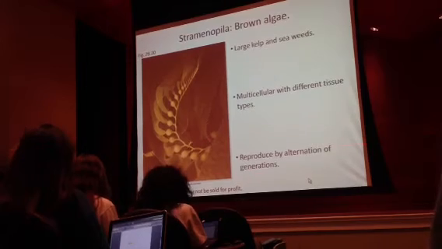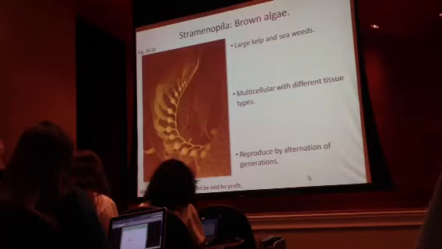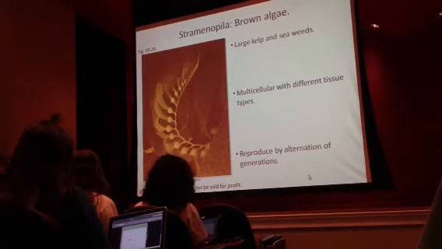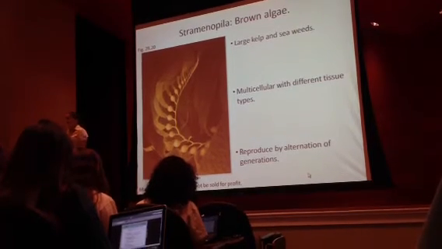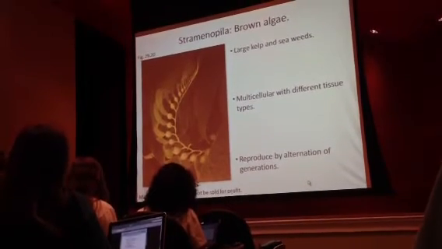These also reproduce by alternation of generations. Your book has a figure of the alternation of generations in brown algae. We're not going to cover it, but if you want to test yourself later once you've done alternation of generations, it's a good way to go back and look at it.